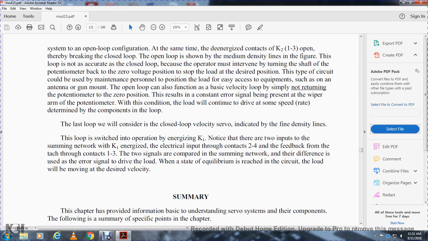Alright, the last loop we can consider is called the velocity servo loop, indicated with the dashed density line. The loop is selected by energizing K1. Note that there are two inputs to the summing network with K1 energized: the electrical input through contacts 2 and 4, and feedback through contacts 1 through 2 7. It is compared in the summing network. The difference, or error signal, drives the load until equilibrium is reached, and the load will be moving at the desired velocity.